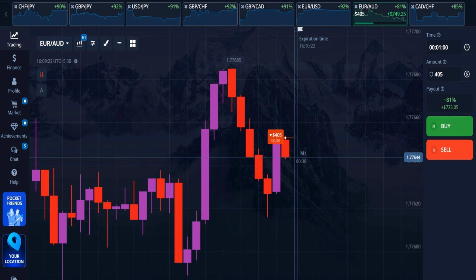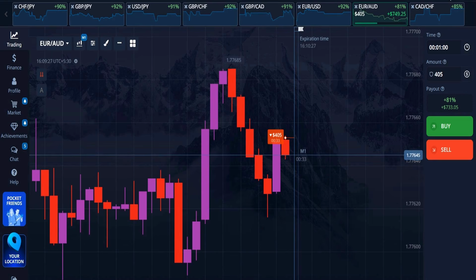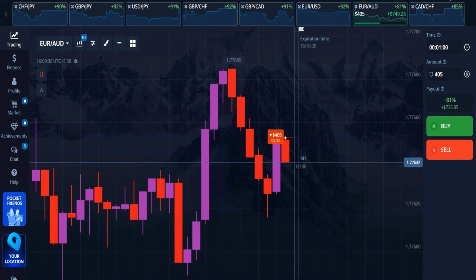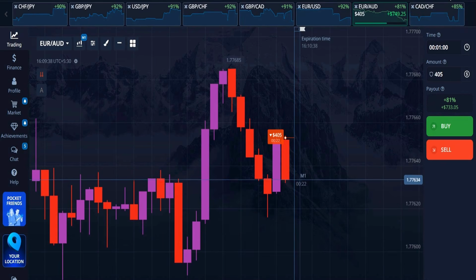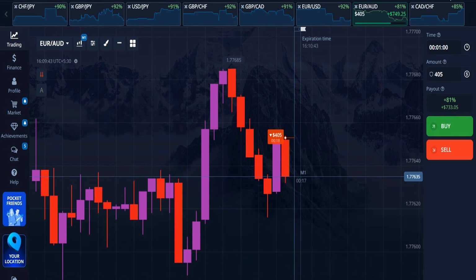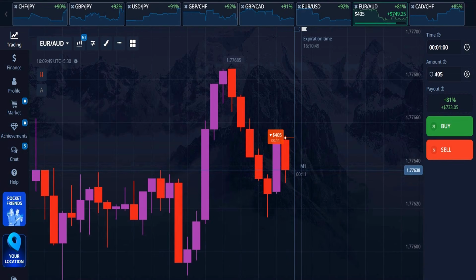Now, let me explain why this works so well. In any strong trend, whether it's up or down, the market doesn't just go in one straight line. It moves in waves. You'll see short pauses or small pullbacks before the trend continues. These are called retracements. What we're doing here is smart. We're not trading against the trend. Instead, we're waiting for the market to pull back and then jumping back into the trend once we spot that small reversal candle. This approach gives us a high probability entry point with the trend on our side. Let's look back at our trade.